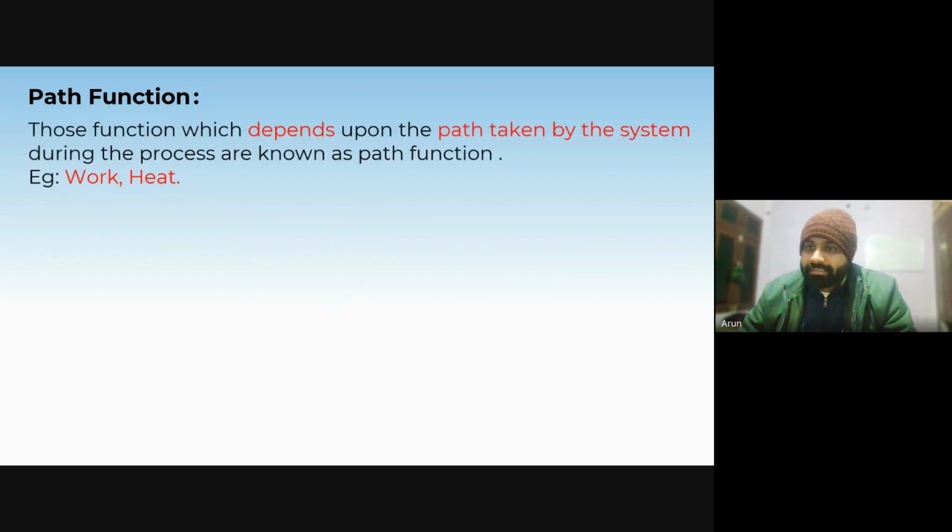Now, similarly, we have path functions. In opposition to the state function, which does not depend on the path, this function will depend on the path. Those functions which depend on the path taken by the system during the process are known as path functions. Examples are work and heat. The work done depends on the path, because if you take a longer path the work done will be more.